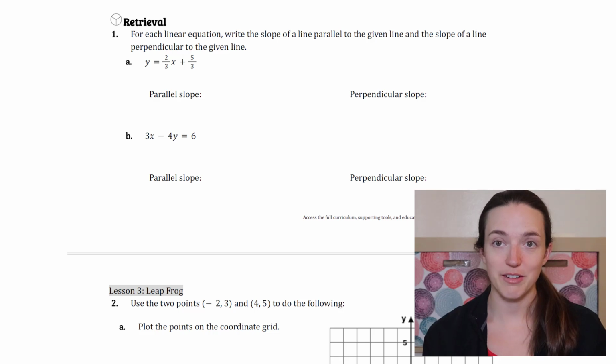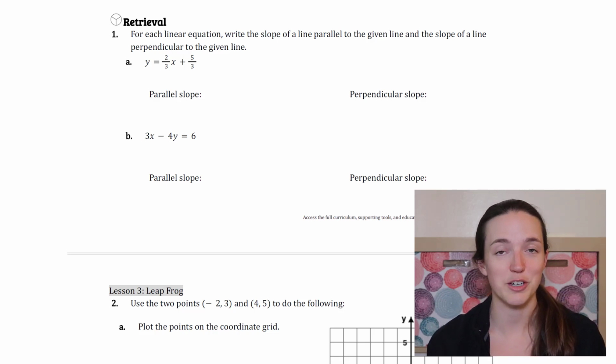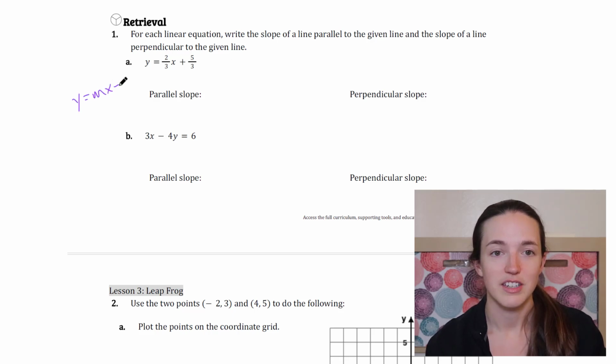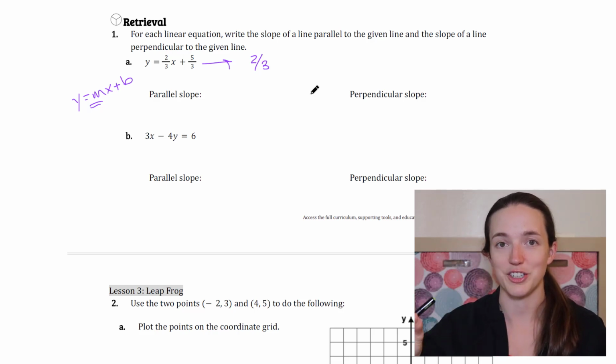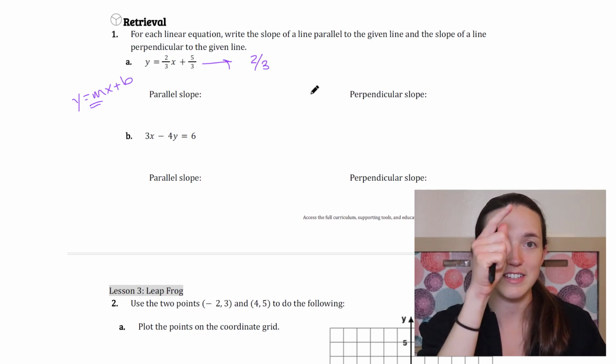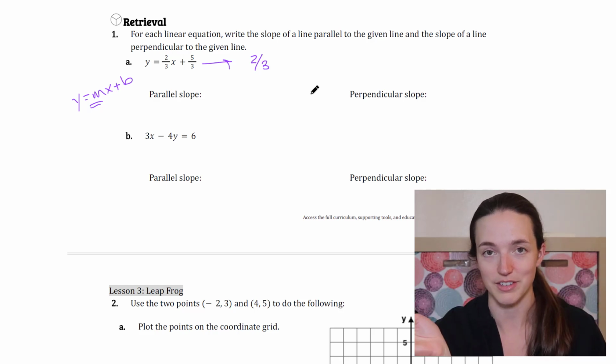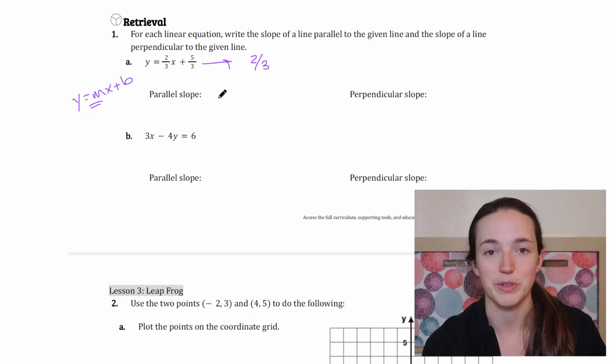So in order to do that, we first need to figure out what is the slope of the given line. This first one is nice because it's written in y equals mx plus b form. So we know the slope is just the number in front of the x. So the slope of this original line is 2/3. Now if two lines are parallel, it means their slopes are equal because they're never touching. They're going up and over the same amount every single step. So the parallel slope is just the same.